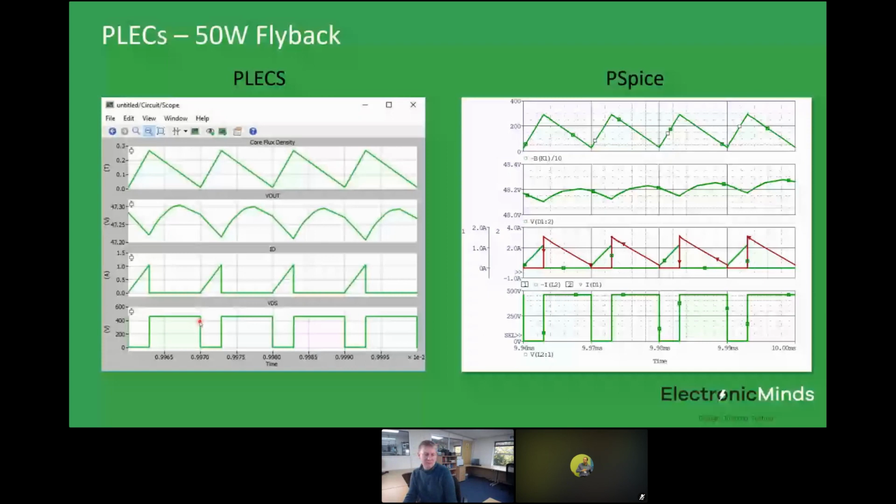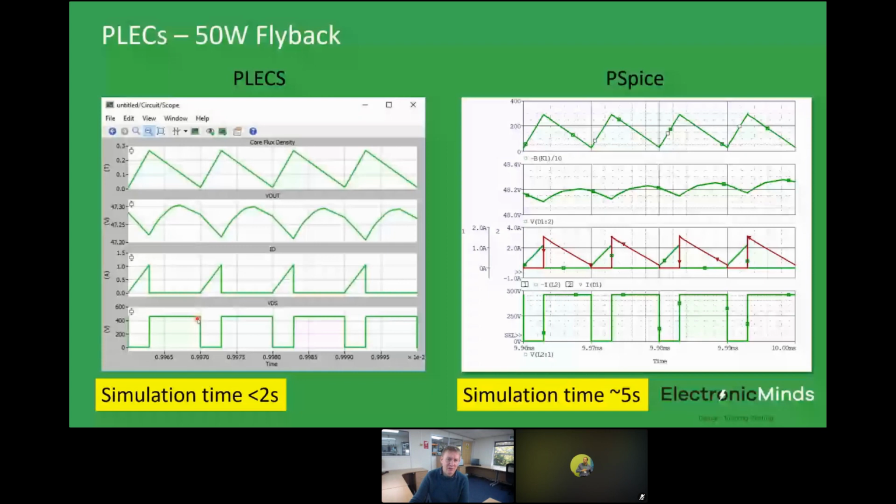The first thing to see, though, is the simulation time I measured for PLECS doing that same 10 milliseconds of operation was less than 2 seconds. And for PSPICE, it was about 5 seconds. So already you're seeing the benefits of a simulation engine which doesn't worry about switching transitions too much. It allows it to progress through that much more quickly.